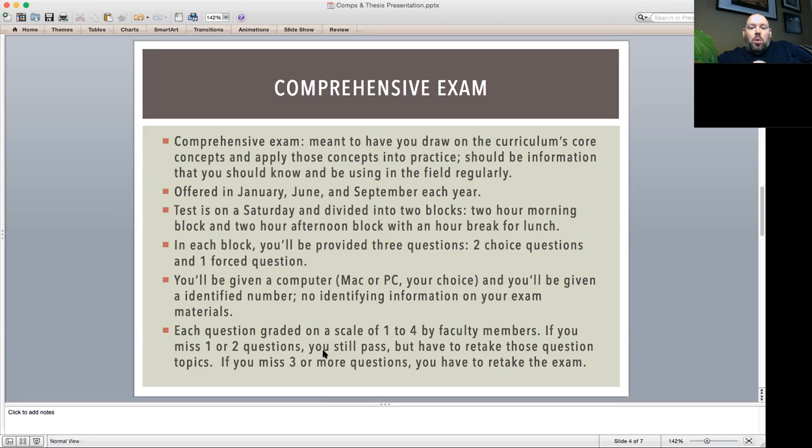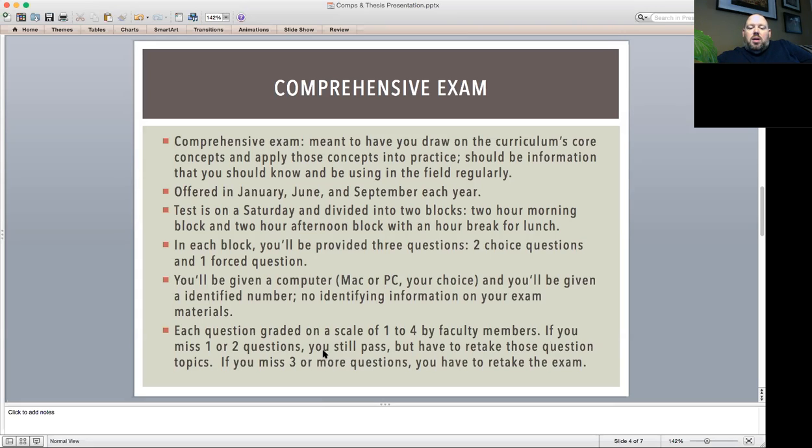Because these are core counseling courses, these are the types of classes that we would typically have as a forced question that everyone could answer and should be able to answer, right? Those are foundational pieces for us.